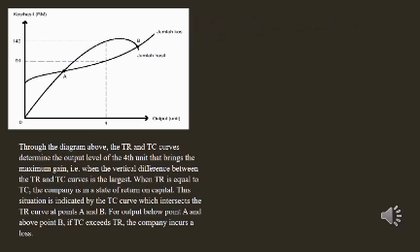ringgit on its output. Through the diagram above, the TR and TC curves determine the output level of the 4th unit that brings the maximum gain, when the vertical difference between the TR and TC curves is the largest.